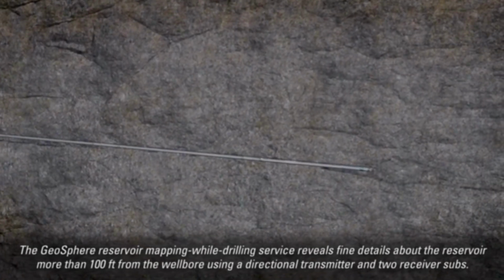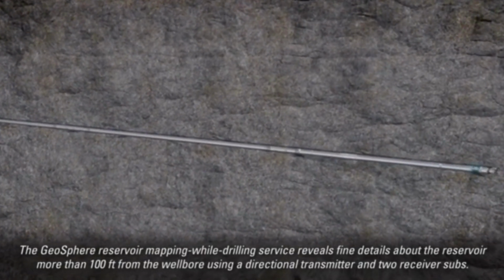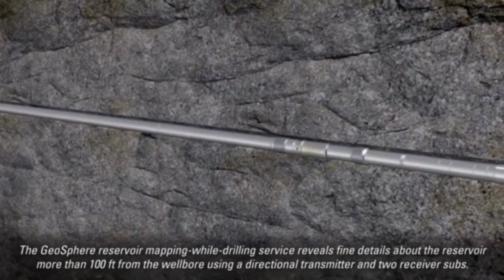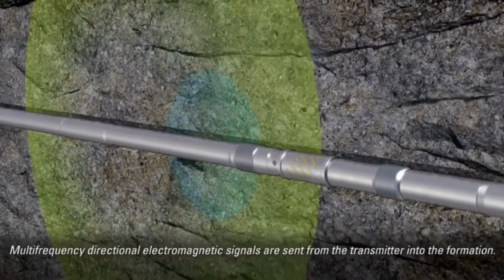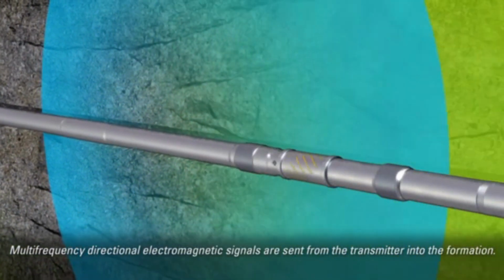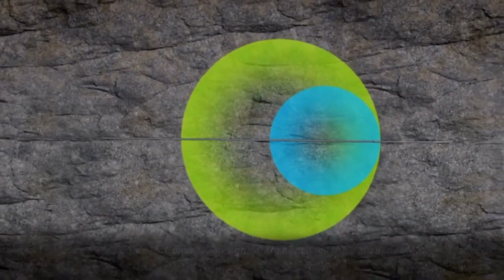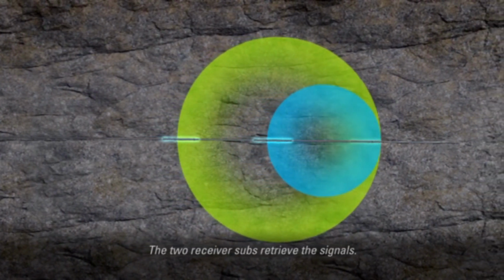Geosphere Reservoir Mapping While Drilling Service. The Geosphere Reservoir Mapping While Drilling Service reveals fine details about the reservoir more than 100 feet from the wellbore, using a directional transmitter and 2 receiver subs. Dual-frequency directional electromagnetic signals are sent from the transmitter into the formation. The 2 receiver subs retrieve the signals.